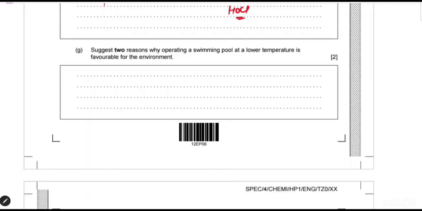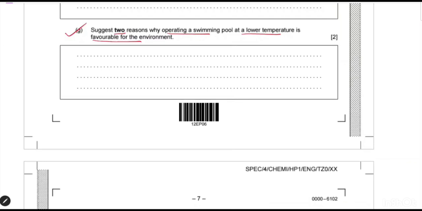Suggest 2 reasons why operating a swimming pool at low temperature is favorable for the environment. Next question is part G. Now when I'm operating a swimming pool at low temperature, we know that the solubility of chlorine in water is an exothermic process.